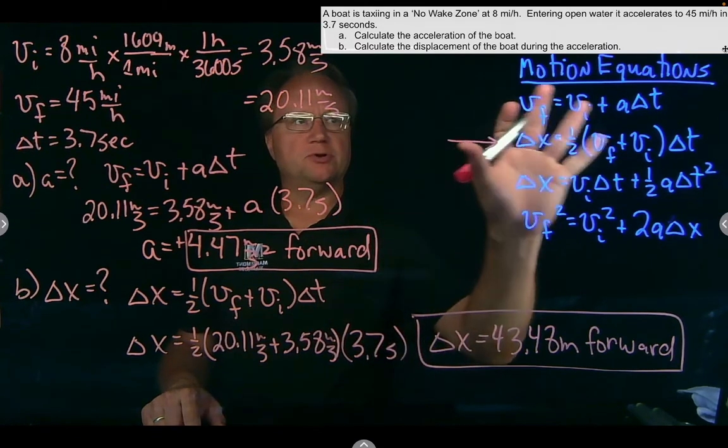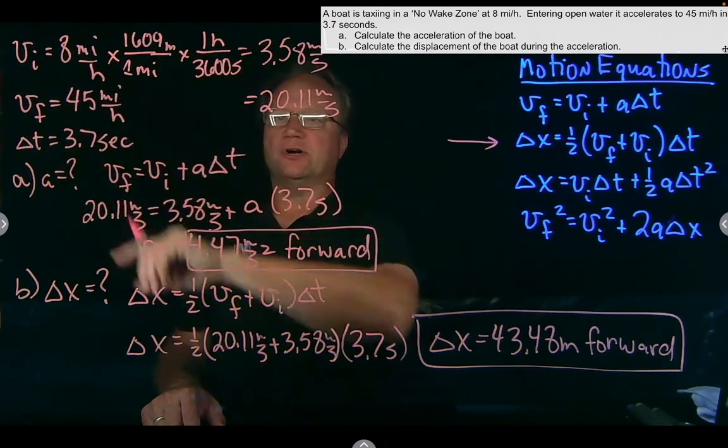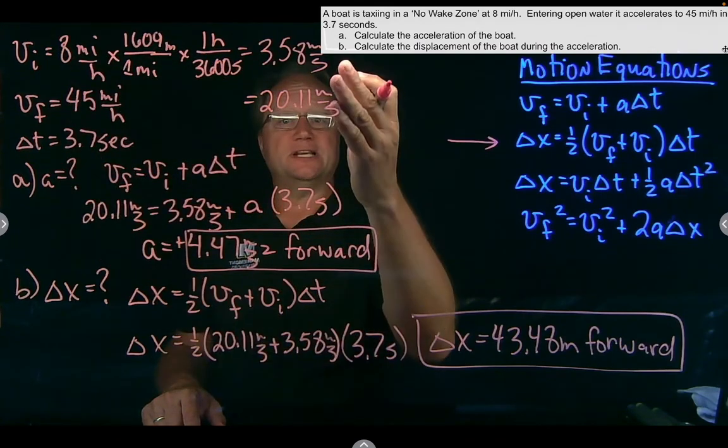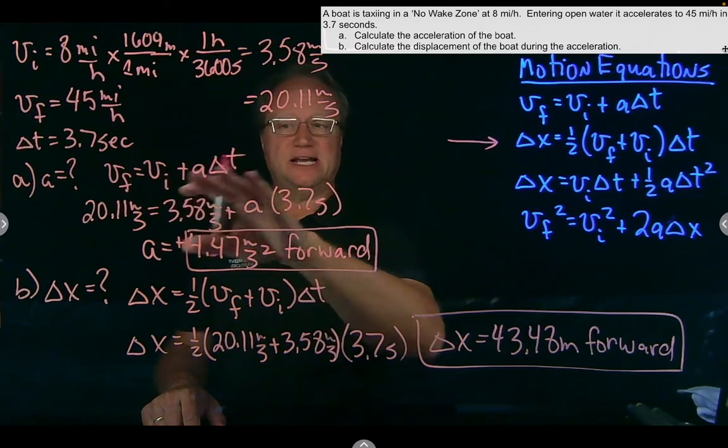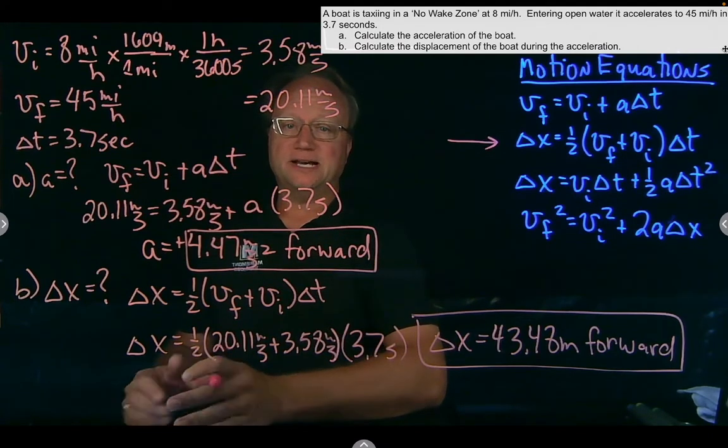So when you're using the motion equations, list out what you're given. Really important to identify it by symbol. Do any necessary conversions, and then select the equation that has the quantities in that you need and plug your values in.